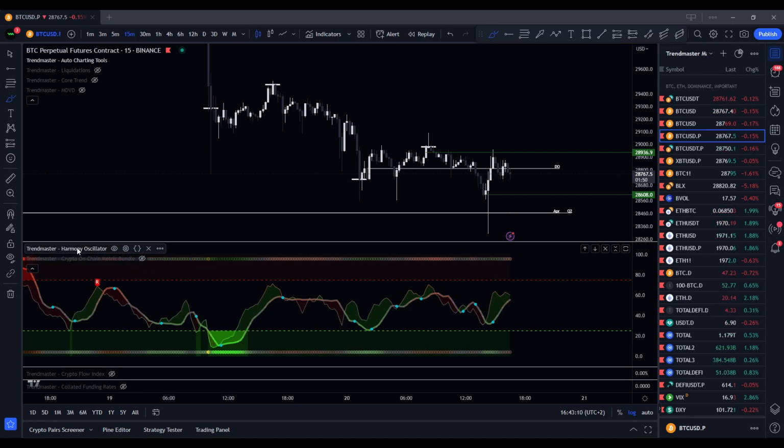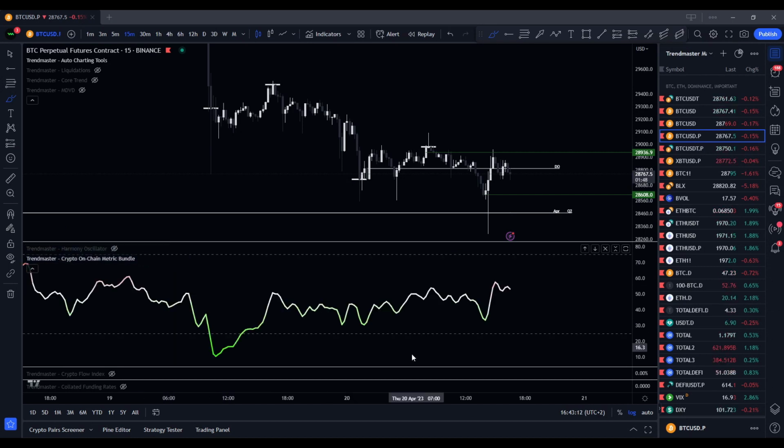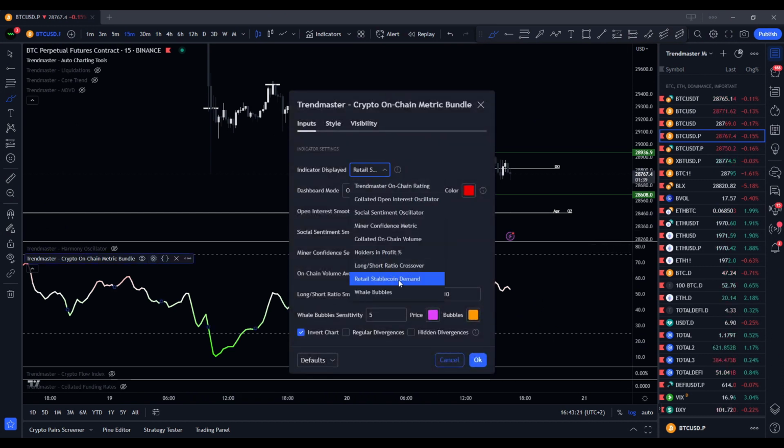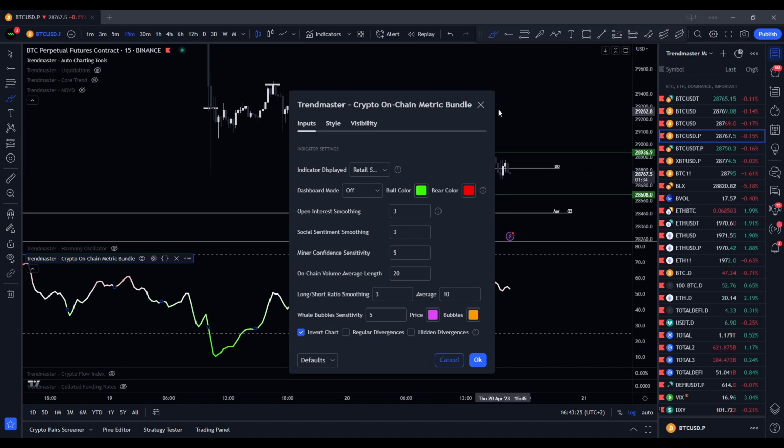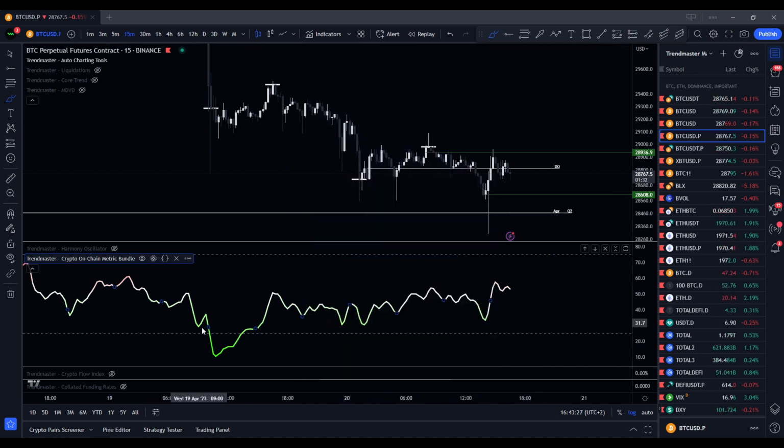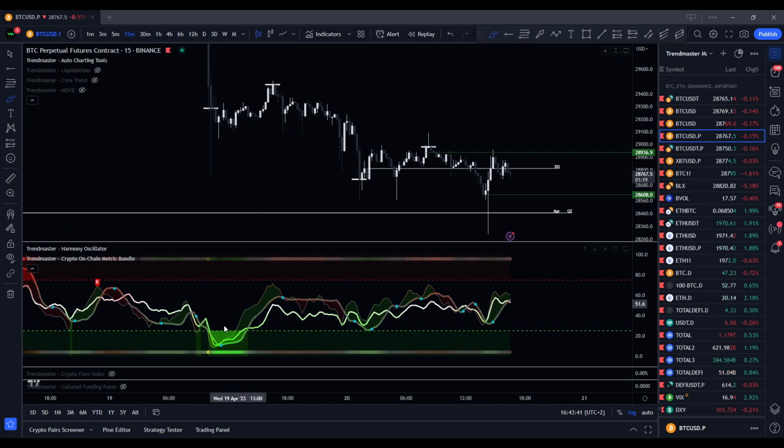And using stuff such as the on-chain metric bundle. This is one that you guys know how much I love. Essentially what I do with this is I set it on retail stablecoin demand, and then I have it on inverted. So I invert the chart to basically show when there's very high retail stablecoin demand, that means people are exited and not in long position. This is also very helpful for Bitcoin, just like it is in any kind of alt. But that's another layer of confirmation I can use along with the Harmony Oscillator.